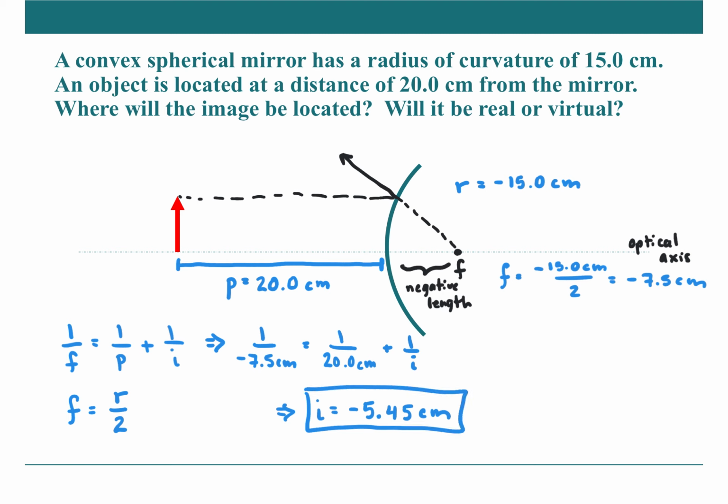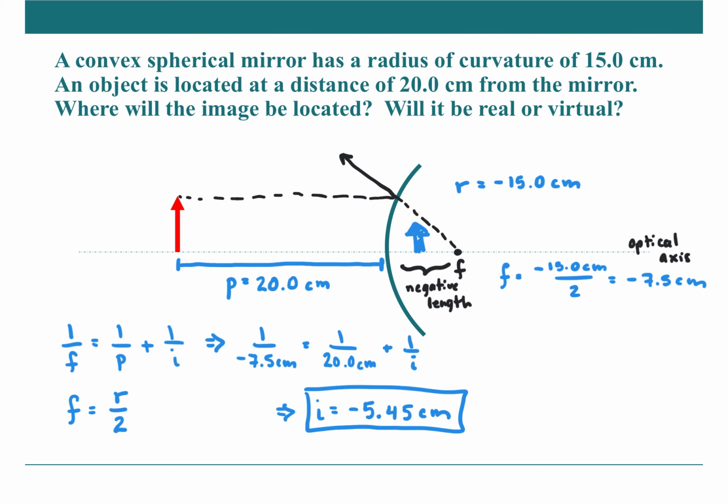Our image is located 5.45 centimeters from our mirror. The negative sign tells us that our image will be located on the opposite side of the mirror from our object itself. The focal length of this mirror is negative 7.5 centimeters, which means that our object is sitting somewhere right about in here, on the opposite side of our mirror from where our object itself stands.